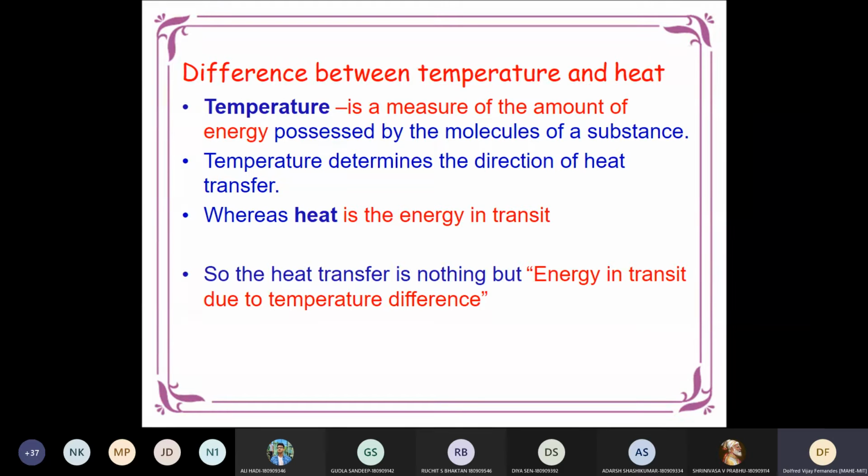Okay, temperature determines the direction of heat transfer, because heat always flows from a hot region to a colder region. But heat is actually thermal energy in transit. So heat transfer is nothing but energy in transit due to temperature difference. In short form, you can say heat transfer is thermal energy in transit due to temperature difference.